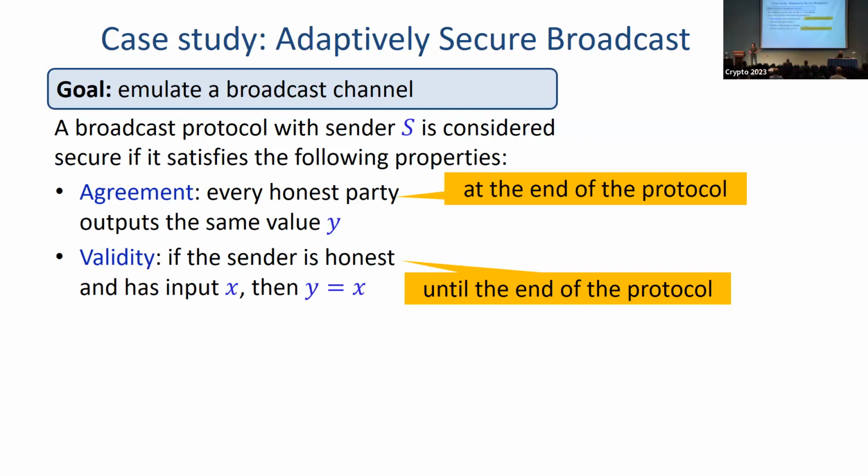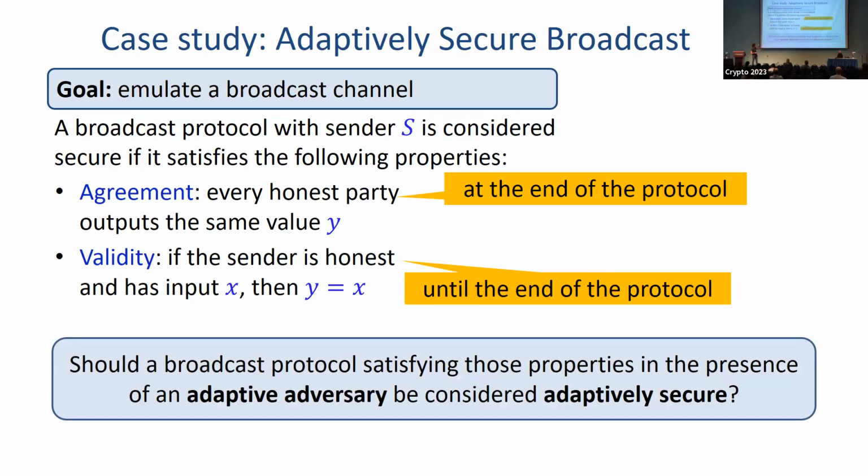If you think about a protocol like Dolev-Strong, if the sender begins as an honest party, but is getting corrupted along the way, it can inject a different signature that will force the parties to output a different value than what he had at the beginning. So if we adjust the properties like that, now a protocol that satisfies those set of properties against an adaptive adversary, is it considered as an adaptively secure broadcast protocol? Maybe. Maybe yes, maybe no. I think now it's kind of depending on the setting.